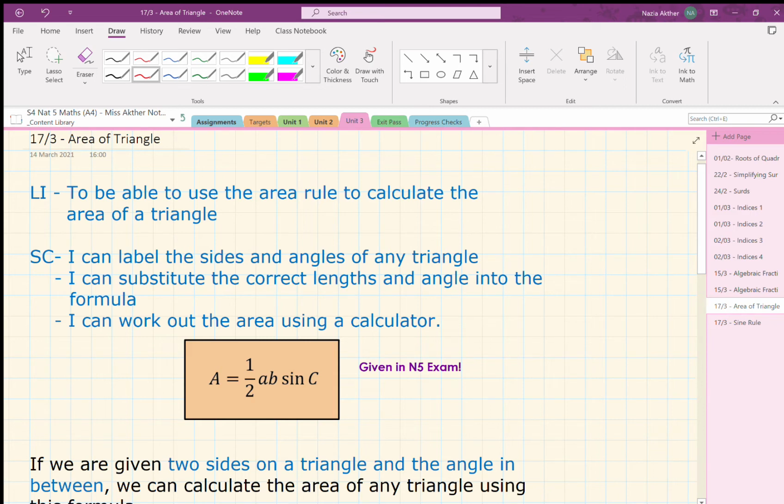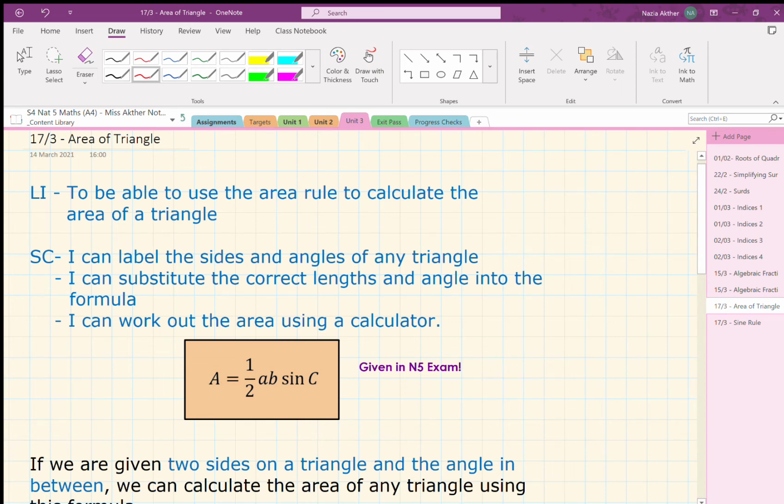So the area rule is used to calculate the area of a triangle. Now you will have come across the formula A equals a half length times breadth to work out the area of a triangle. Well, this is another method using the sine function, which is easier to use for more complicated looking triangles. So this is the formula here, the area rule. A equals a half ab sine C.